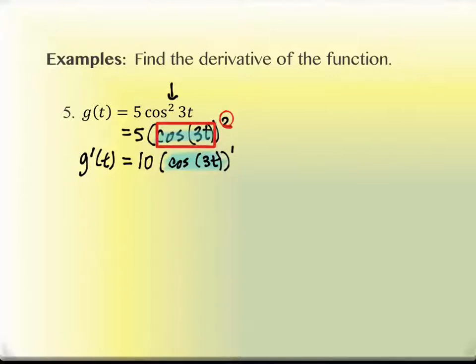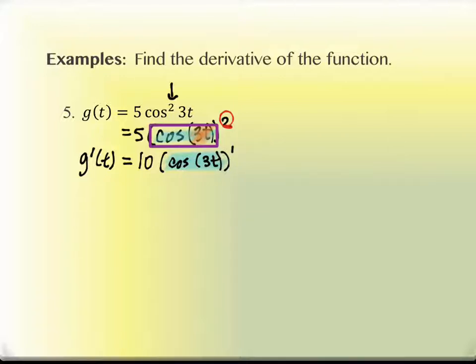Next, we need to look at the actual part that's inside, highlighted in blue. I'm going to box it in purple for the moment. Looking at just the part that's boxed in purple, there is another inside and outside function. The inside function, I'll highlight it a different color. Orange. 3t is inside, so we're going to just ignore it for the moment, and I want to talk about cosine. Cosine is the outside function of what's in the purple box. What is the derivative of cosine? Negative sine.